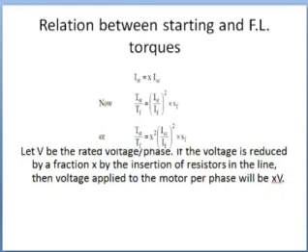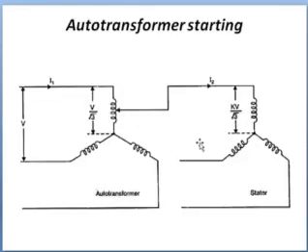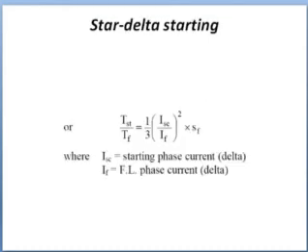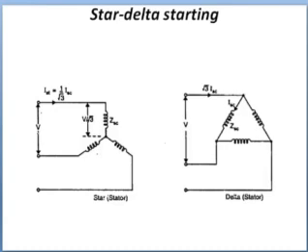But in the auto transformer starting, it is k square times, and k will vary between 0 to 1. So starting current in the auto transformer starting will be more or less than the stator resistance starting. And now the last topic we will discuss, which is the most important topic, that is star delta starting.